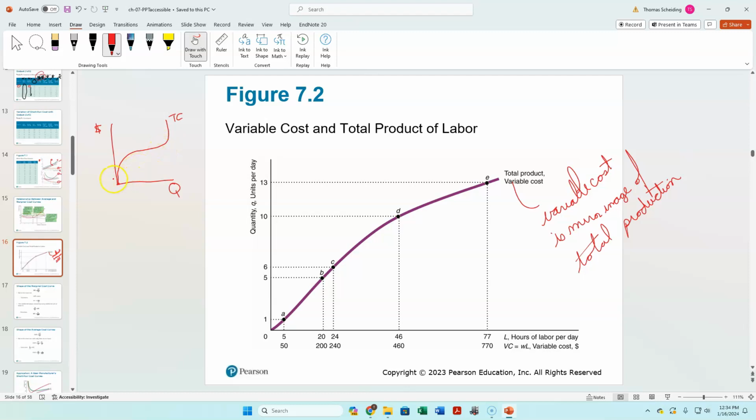Let's draw out my total cost function like this, starting from a non-zero point, because it would be starting at where fixed costs are. What we'd be seeing here is that the slope is getting flatter and flatter and then steeper and steeper. The question is, why is that the case?